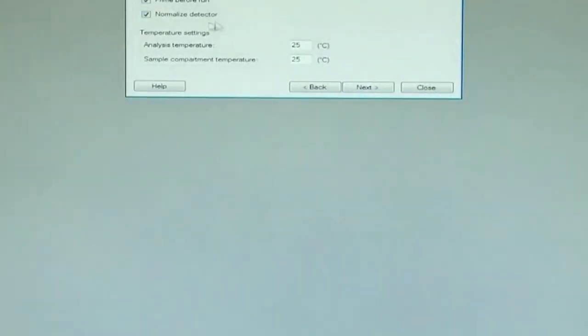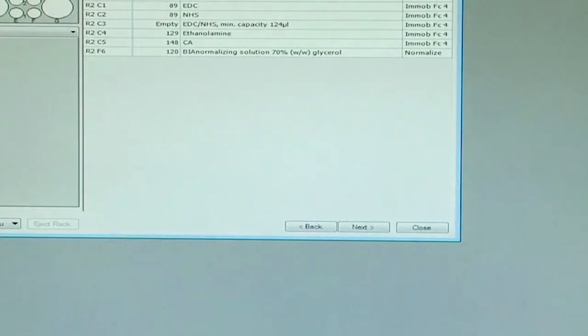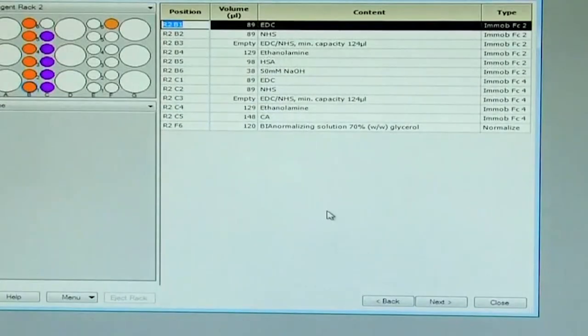We will highlight the prime before run and normalize detector, and temperature will be at 25 degrees centigrade. And we go to the next tab and we have the rack positions with the required amount of reagents shown here.